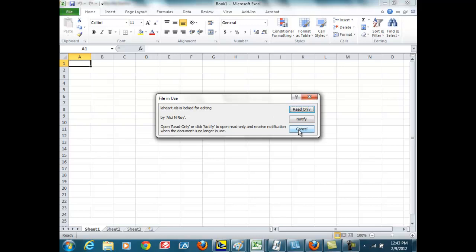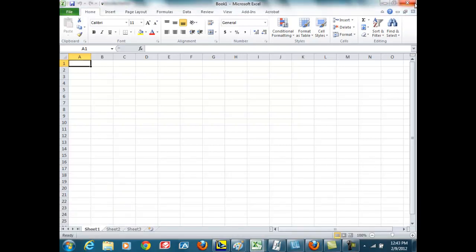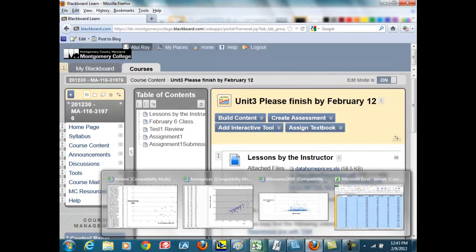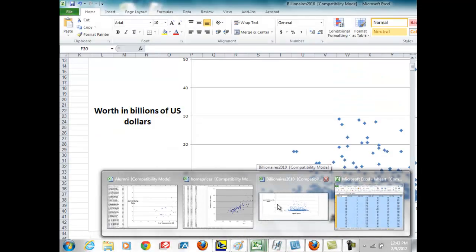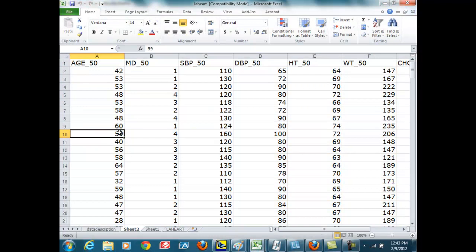See, come on. Locked for editing. Where is LA Heart? Do you see LA Heart anywhere in here? Nope. So why is it not letting me open up? Oh yeah, here it is. Okay, good. All right.